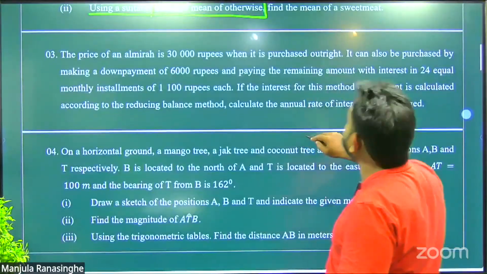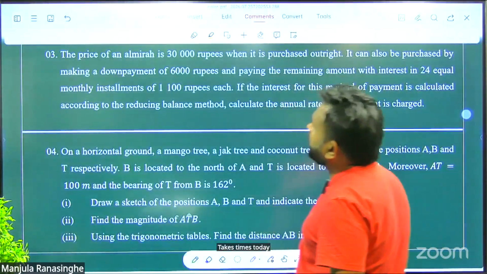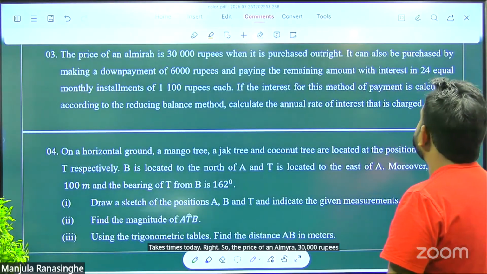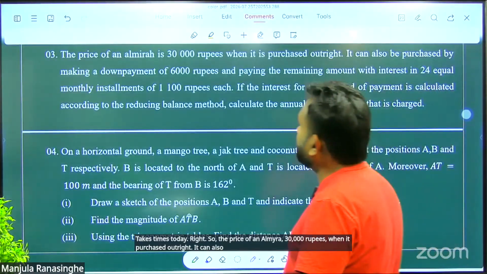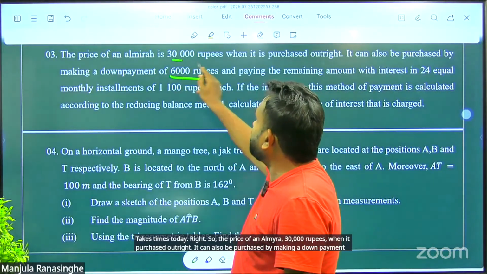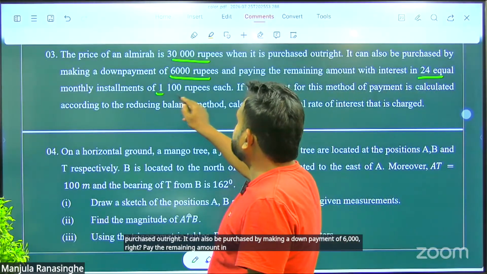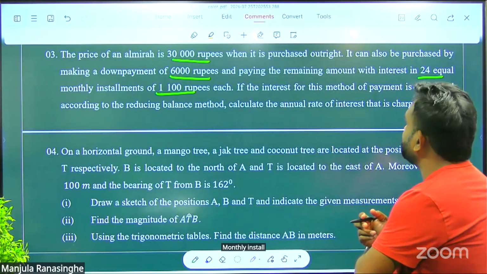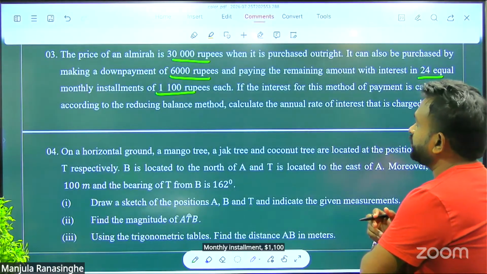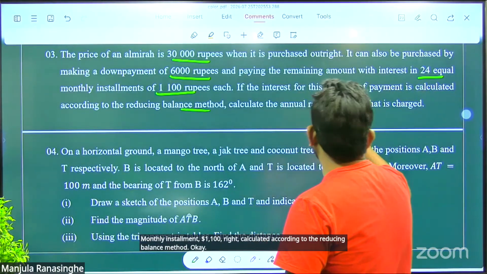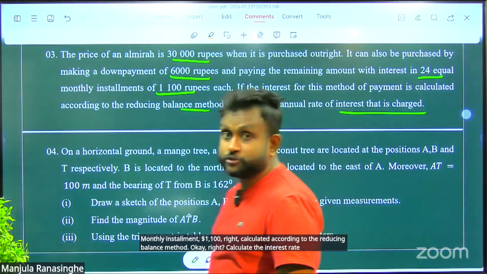The price of an Almira is 30,000 rupees when purchased outright. It can also be purchased by making a down payment of 6,000, and paying the remaining amount in 24 monthly installments of 1,100, calculated according to the reducing balance method. Calculate the interest rate. 10 marks.